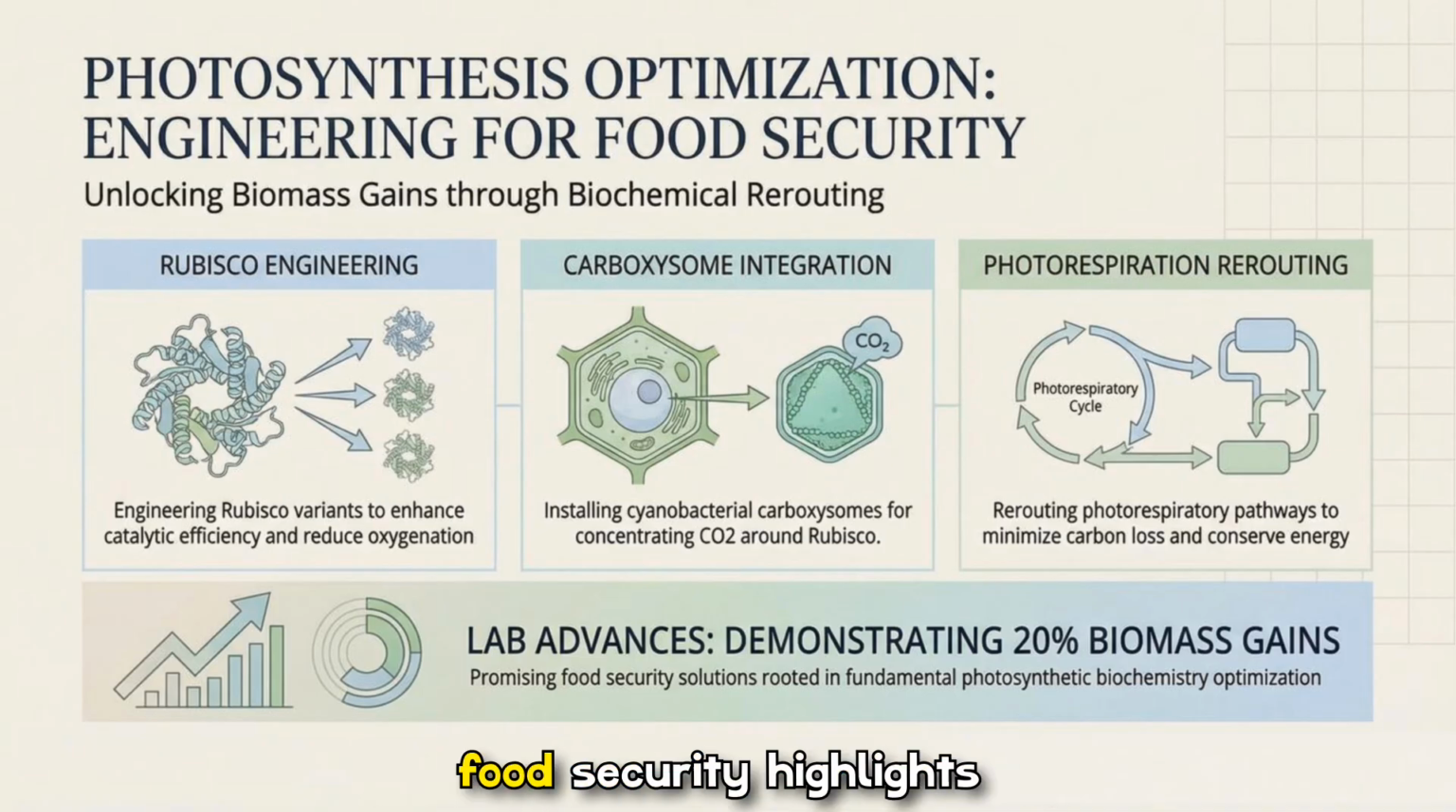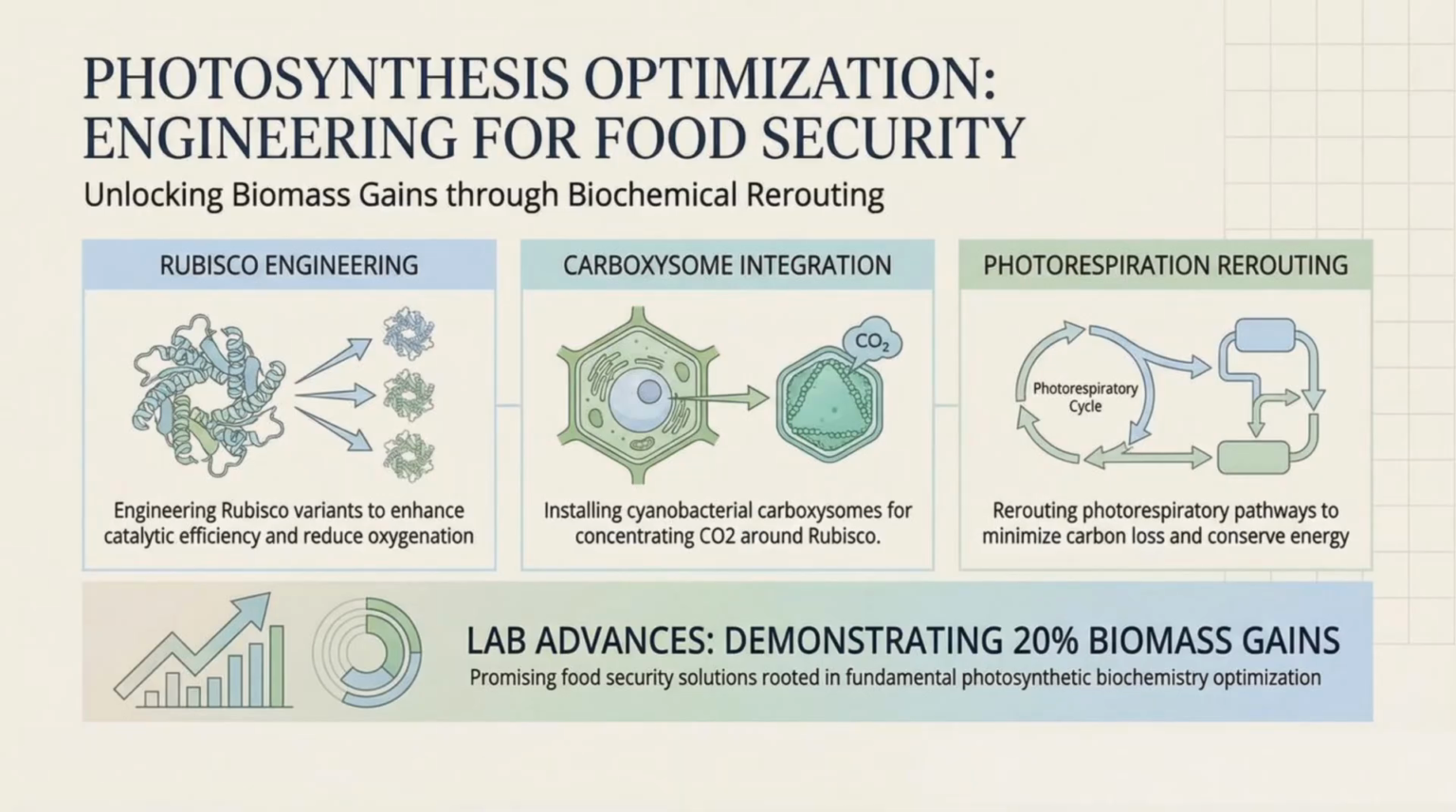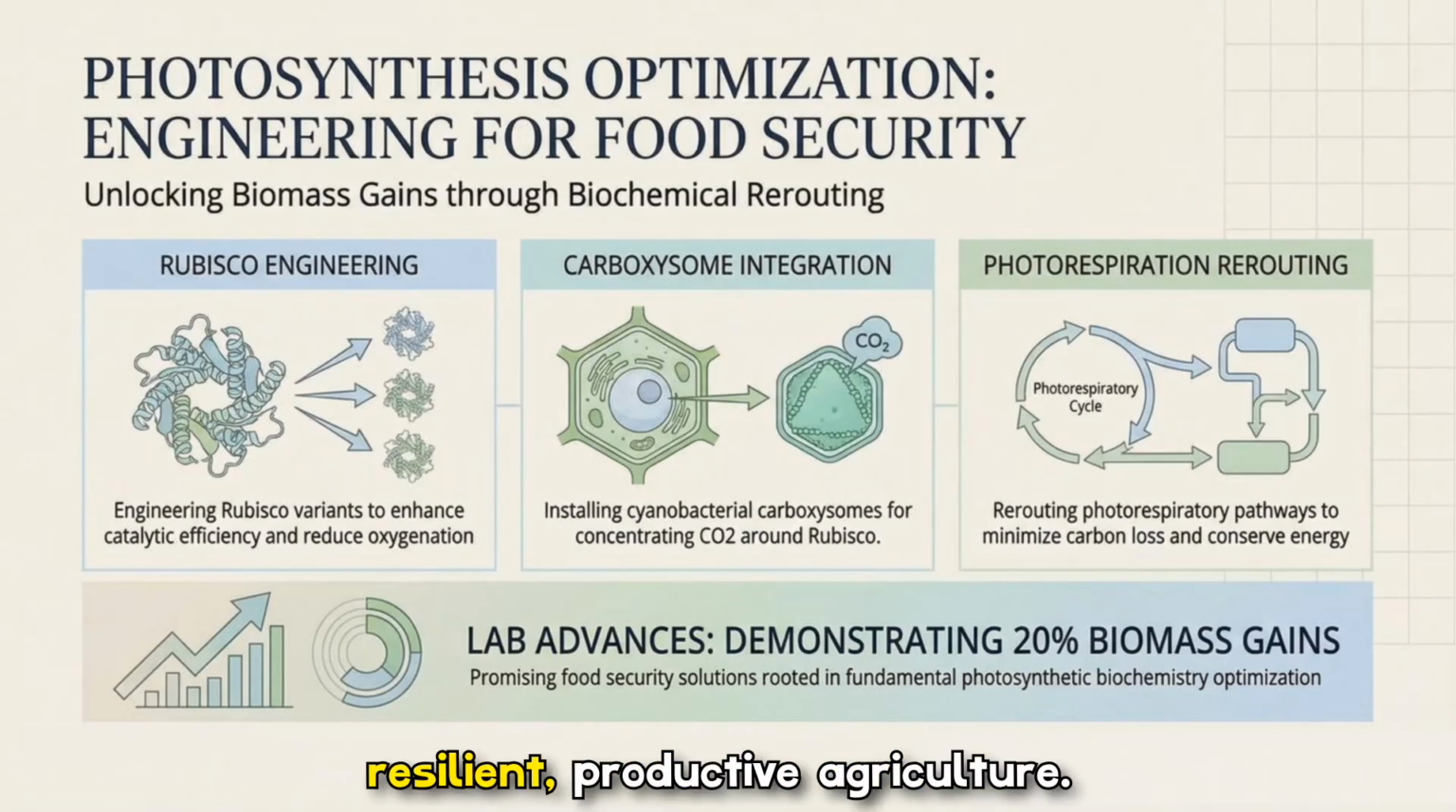Photosynthesis optimization for food security highlights engineering approaches that reroute biochemistry to unlock biomass gains. The slide presents Rubisco engineering to improve catalysis, carboxysome integration to concentrate CO2 around Rubisco, and photorespiration rerouting to reduce losses, and notes lab advances demonstrating promising biomass increases that could translate into more resilient, productive agriculture.